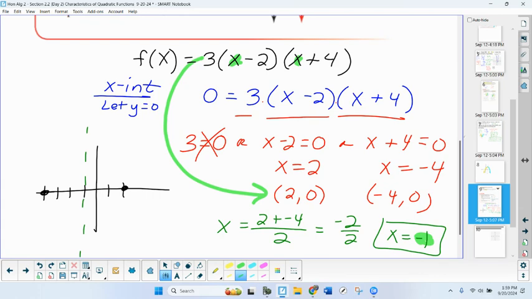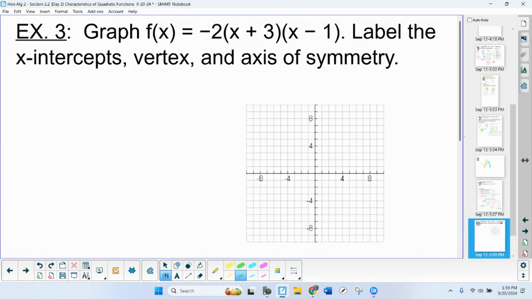Find one. Let's do last example. Graph y equals negative 2 times x plus 3 times x minus 1. Label the x-intercepts, the vertex, and the axis of symmetry. Okay. We got this. First of all, does this open up or down? Okay, so why is it open down? Okay, A is negative, so we know it opens down. So just mental now, it opens down, so when I'm done, it should open down. That's one thing, when you guys graph these and they're wrong, make sure it opens down.